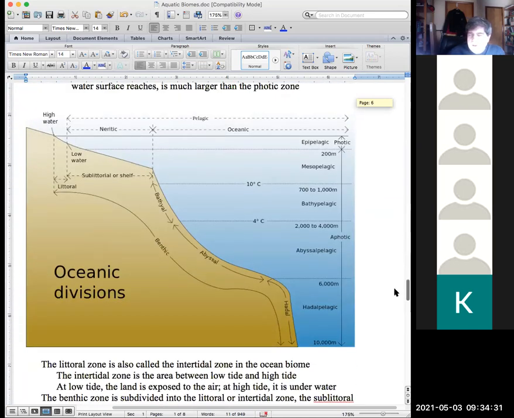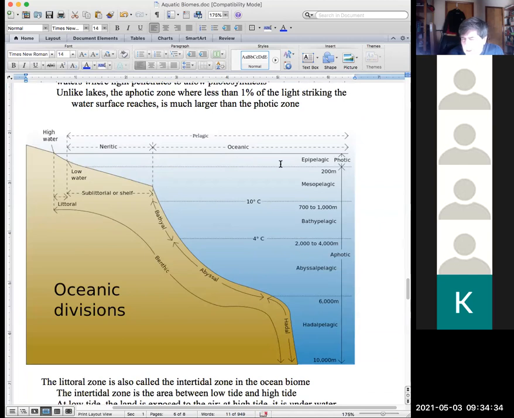If we look at the ocean, we don't usually refer to anything as the limnetic zone. The area where fish can swim freely is called the pelagic zone. And so all of this blue water here is the pelagic zone, and it comes in, again, a couple of different subdivisions. The epipelagic zone is basically equivalent to the photic zone, or the euphotic zone. Epi means above. And so this is above the other layers.